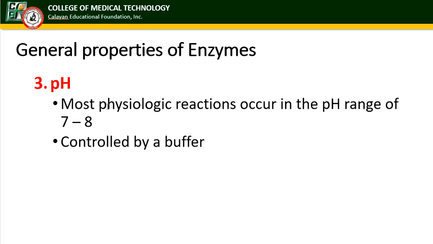Next, pH. So, most physiological reactions occur in the pH range of 7 to 8. So, they are controlled by a buffer. So, buffer is a substance that is added to control the pH.